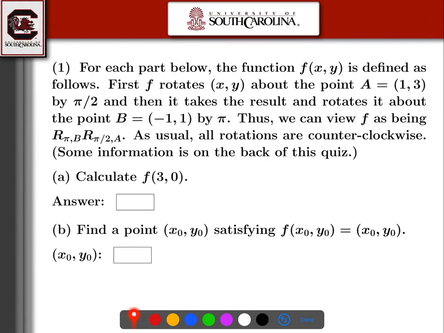This was a product of two rotations, one about A by pi halves, where A is (1, 3), and the other one about B by pi, where B is (-1, 1). So I did this example in another lecture, and to remind you of the results, we got that f of (3, 0) was (-6, -3). And we got that this fixed point (x0, y0) here that takes (x0, y0) to itself by these rotations is the point (-3, 3).